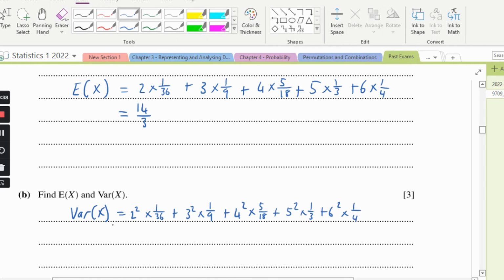And then what do we do with that? We pop that all over 36. There it is. Minus 14/3, and we're going to square that. Okay, what does that actually give us? 10/9. Okay. Yep. Which is 1.1, isn't it? Okay, yeah, that's cool.